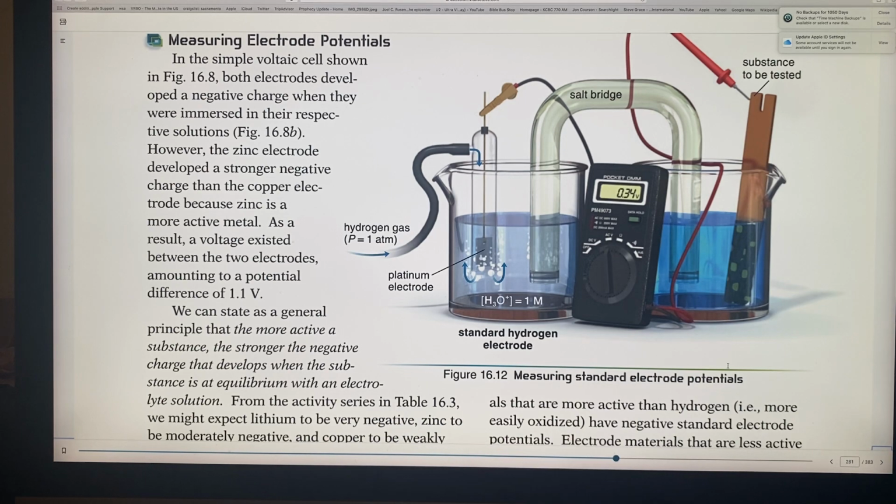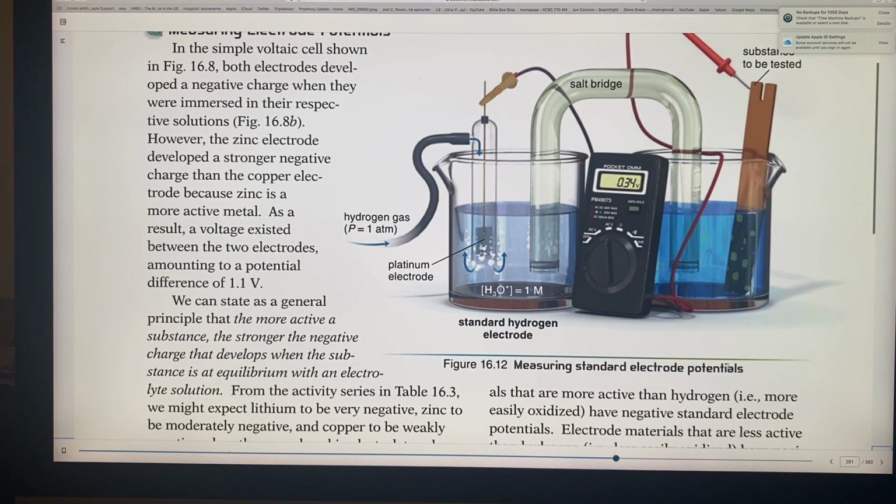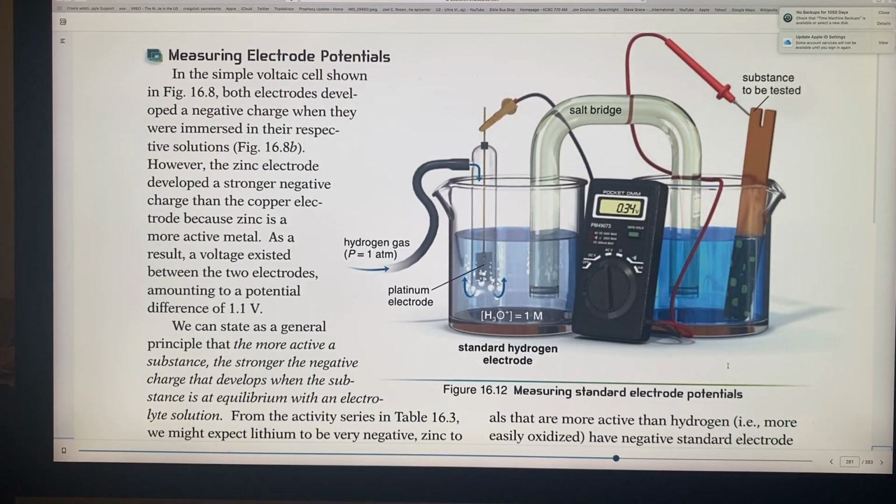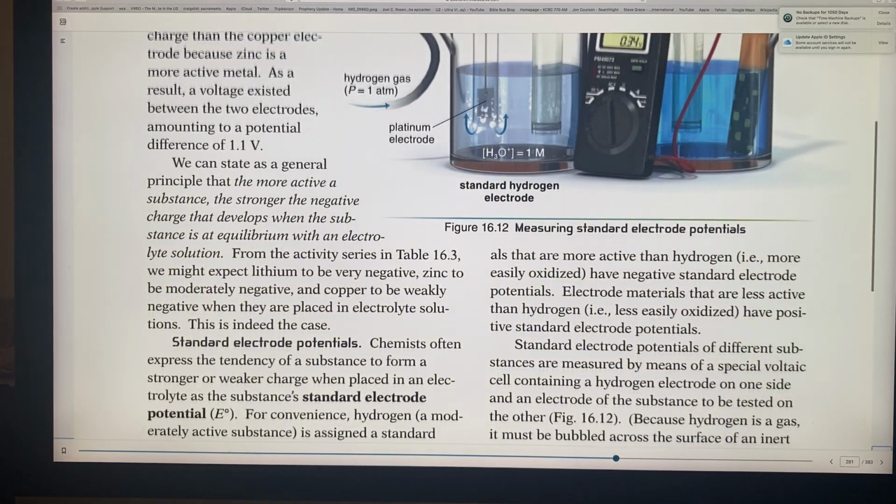So this is how they find out the standard hydrogen electrode and what the voltage is, such as what is the voltage for the zinc at rest, and what is the voltage of the copper, so they can find out which one is more active than another, and then they can find out what kind of metals they can use in these cells.